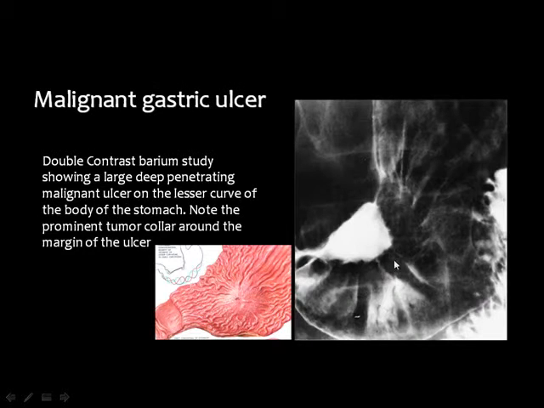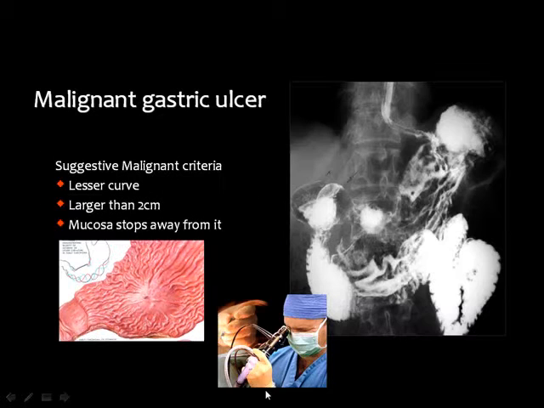While in a malignant lesion, you can see that the mucosa stops away from the edge of the ulcer, as you can see in this gross specimen, with the malignant ulcer infiltrating the adjacent area of the stomach, and the mucosal folds are stopping away from the edge of the ulcer. Then the criteria for malignant ulcer in the stomach: the ulcer is usually located in the lesser curve. It is usually larger than 2 centimeters in diameter, and the mucosa stops away from the edge of the ulcer itself.